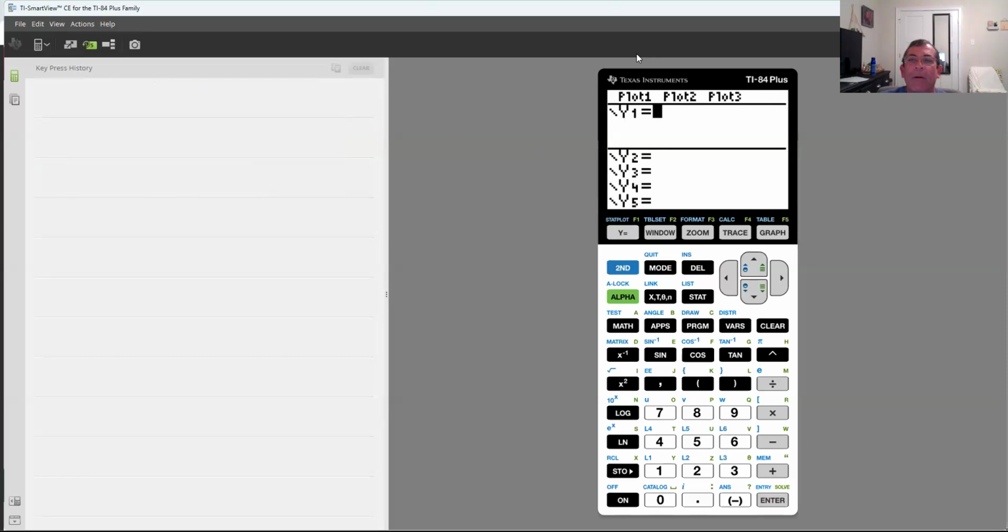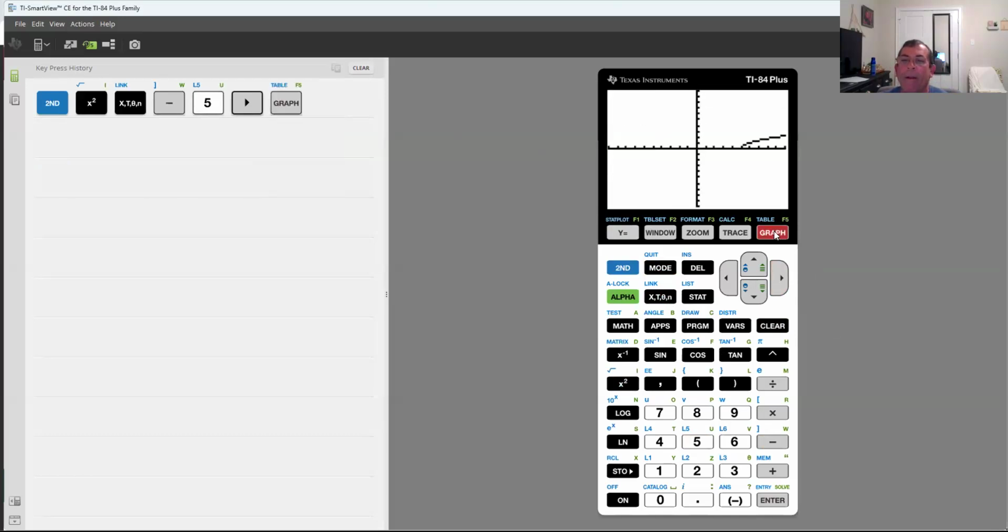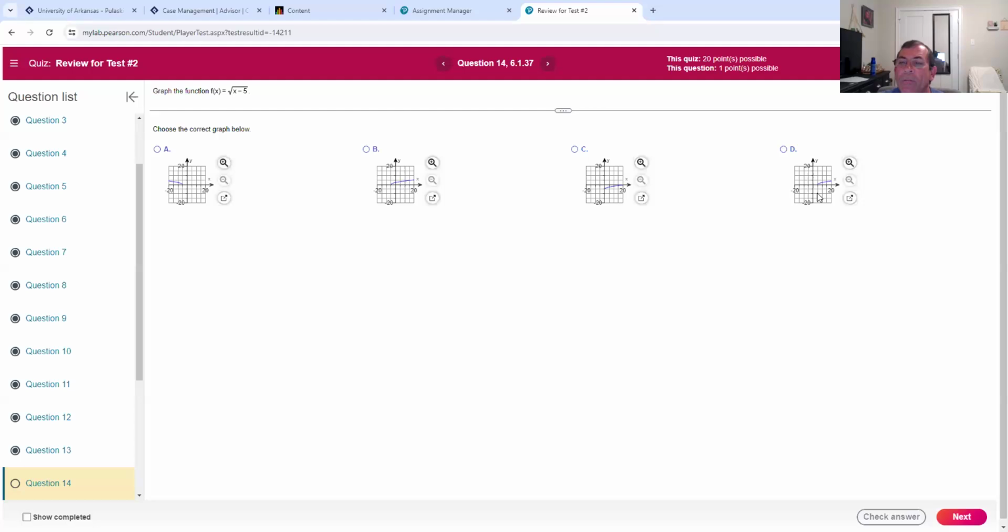Oh, and hang on, let me find out what that is, the square root of x minus 5. So second x squared to get the radical, and then x minus 5. All right, y'all, so I just want to see the graph to see what it looks like. And notice when I hit graph, it moved it right 5 units. So y'all, we would just go back to MyMathLab and pick the one that went right 5, and that would be D.